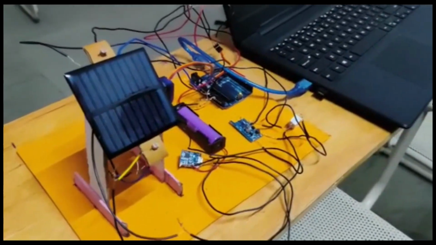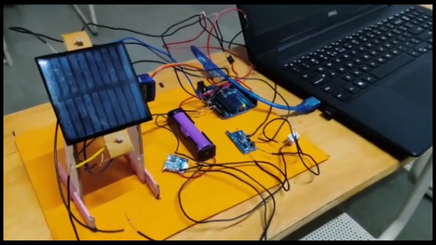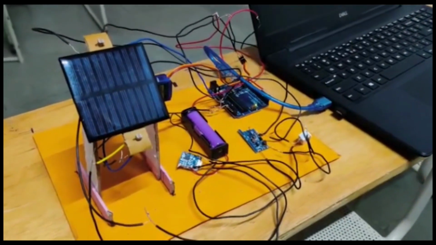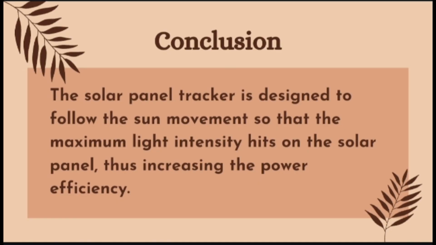Instead of using these sensors, we can change the code such that the panel and the sun move parallelly according to the time. By doing this, we can increase the power production by 25 to 30%, including the losses due to the motor. Thank you.